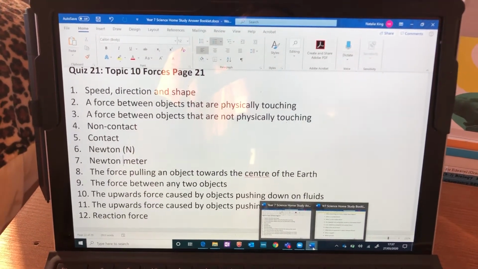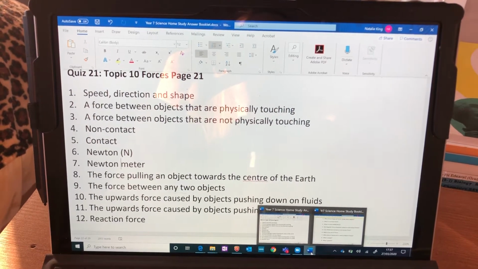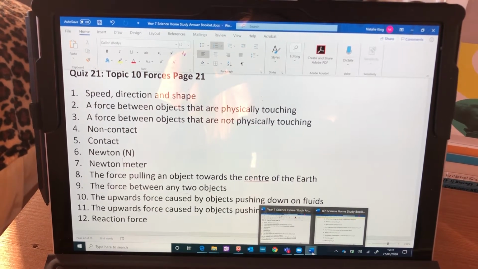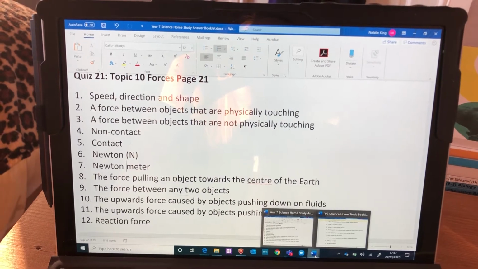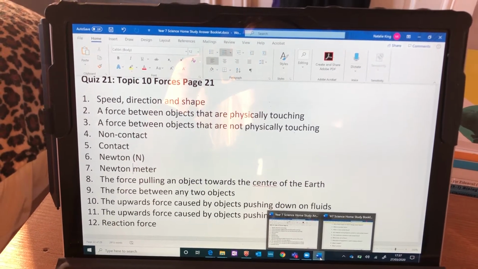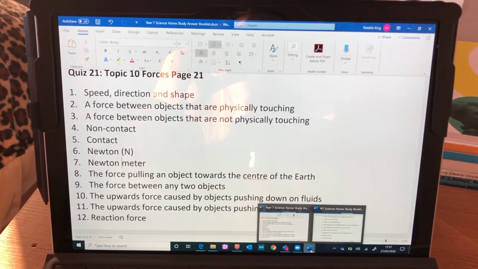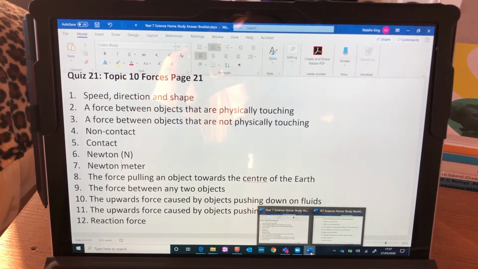I thought we'd start first thing with marking the quiz I set last week. It was quiz 21. It was a forces one, so I'll just give you a second to get your pen ready and get ready to mark. And remember, use your green pen to add any edits. Okay, so any mistakes, correct them. So I'll keep this on here so you can check it as we go.